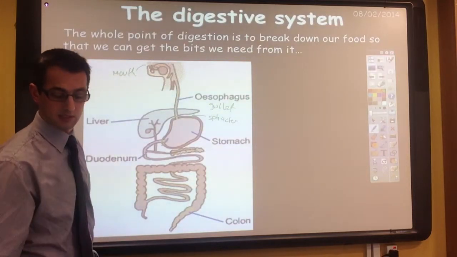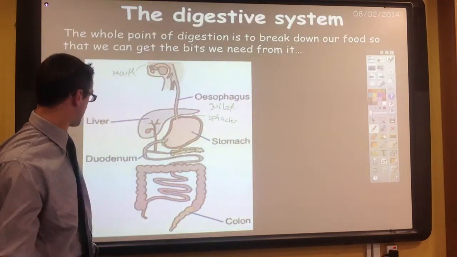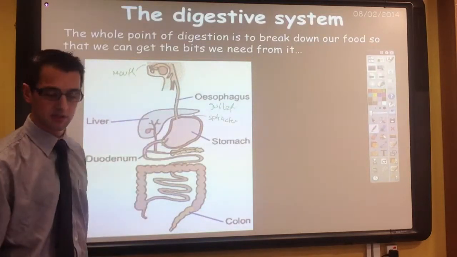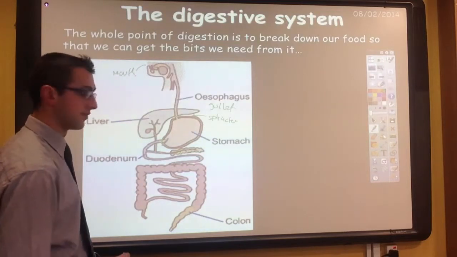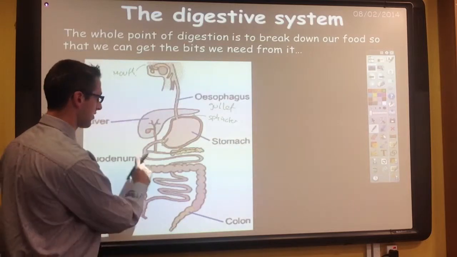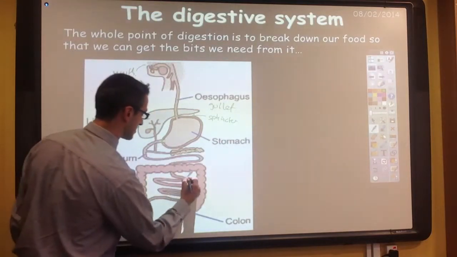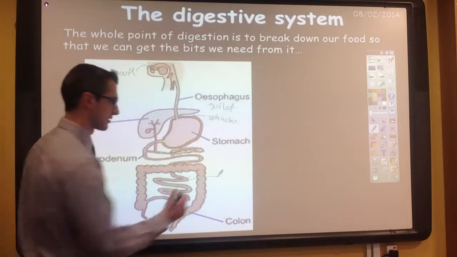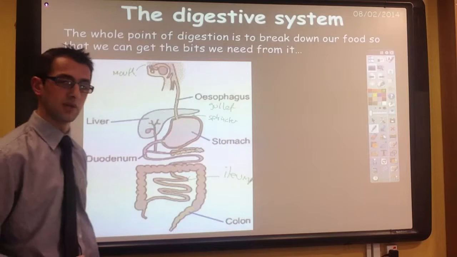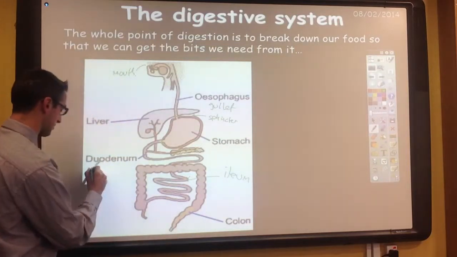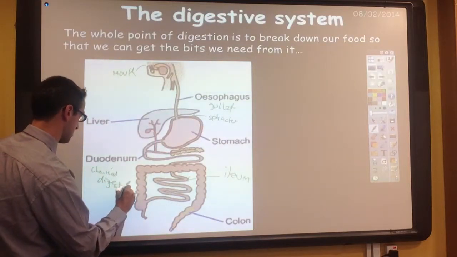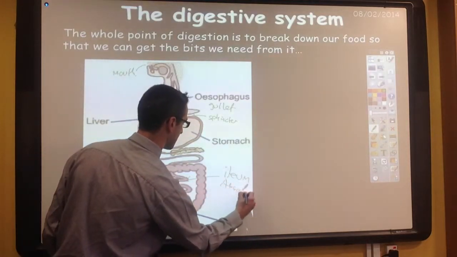The small intestine is divided into two sections. The duodenum, the first part as you immediately leave the stomach, is responsible for most of the chemical digestion, which we'll look at in more detail in a moment. And then as the food passes through, it enters the second half of the small intestine, called the ileum. This is where most of the absorption takes place. So we have chemical digestion, and here we have absorption in the ileum.